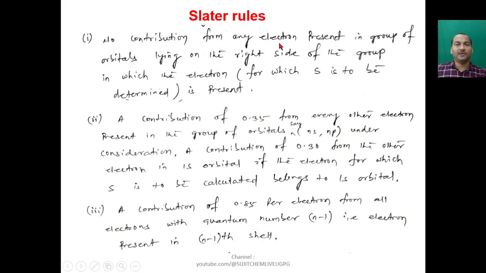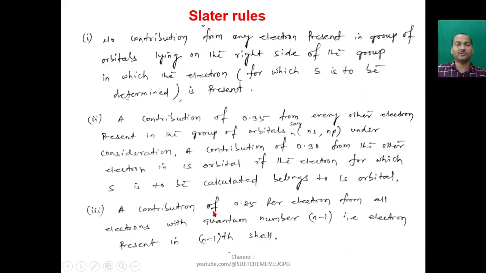No contribution from any electron present in the group of orbitals lying on the right side of the group in which the electron for which S is to be determined is present. Secondly, a contribution of 0.35 from every other electron present in the group of orbitals, say ns and np, under consideration. So a contribution of 0.30 from the other electron in the 1s orbital if the electron for which S is to be calculated belongs to the 1s orbital.